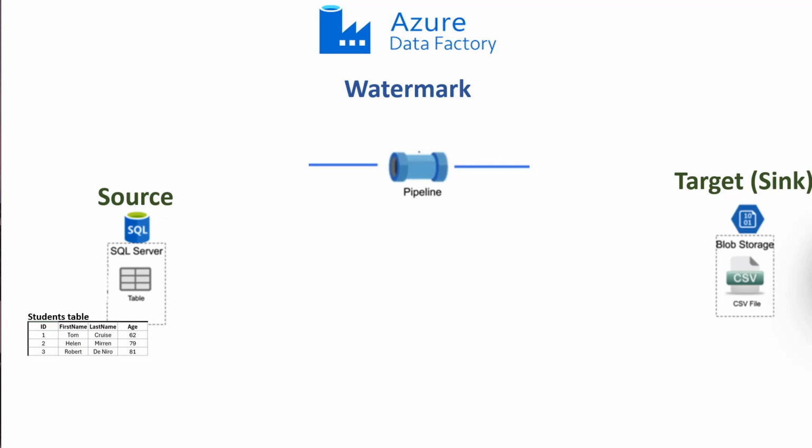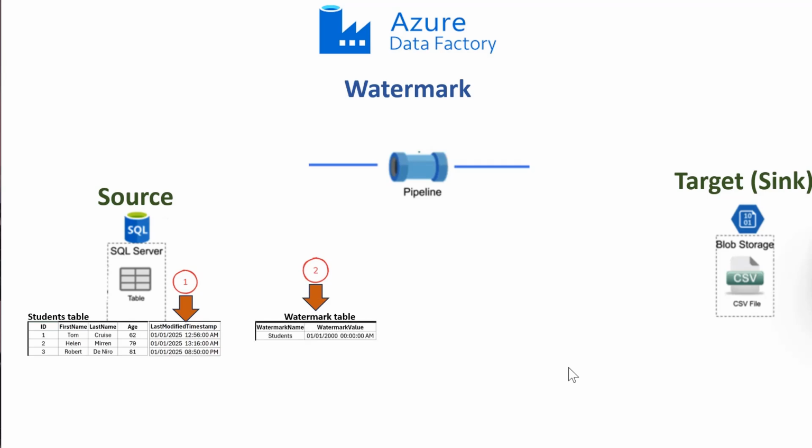Let's dive into this with a little more technical detail. When you want to implement watermarks, the first step is adding a timestamp column to your data source. We spoke about it earlier. The second step is creating a table for storing the watermark. You can have two columns, watermark name and watermark value. The watermark name is usually the name of the table that you want to create a watermark on. If you have multiple tables and you want to watermark them, you can use the same watermark table for that purpose. In this case, we are creating watermarks for a students table.